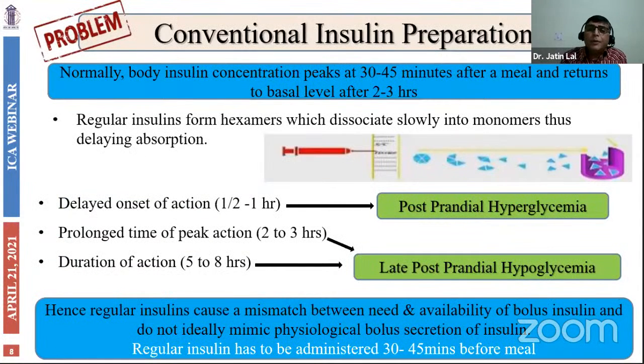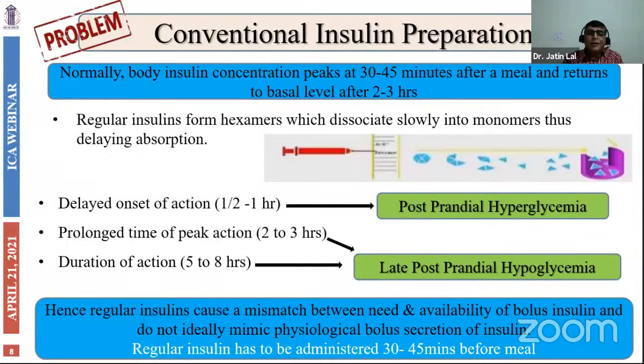So what was the problem with the conventional insulin preparations? Normally, the body insulin concentration peaks at 30 to 45 minutes after a meal and returns to the basal level after 2 to 3 hours. These regular insulins form hexamers, which dissociate slowly into monomers and thus delay the absorption.